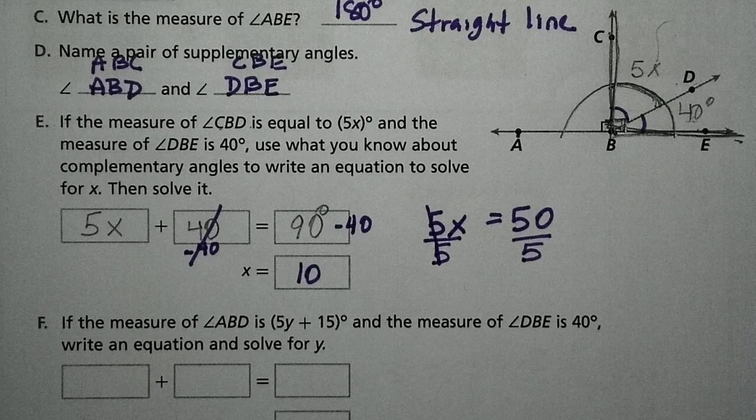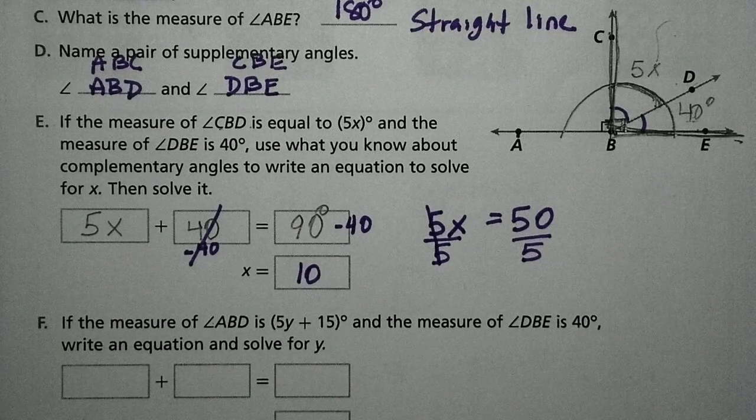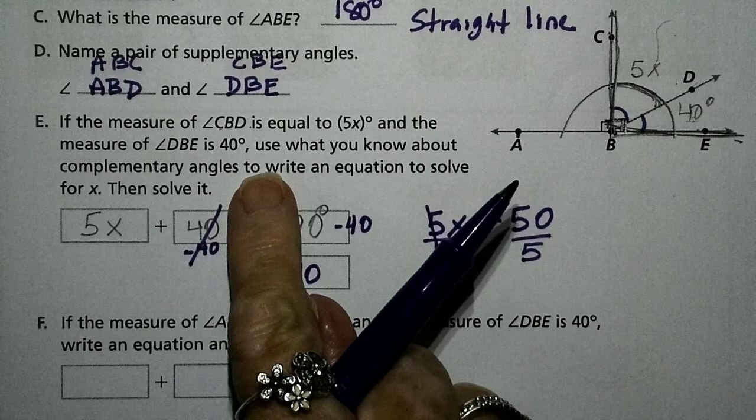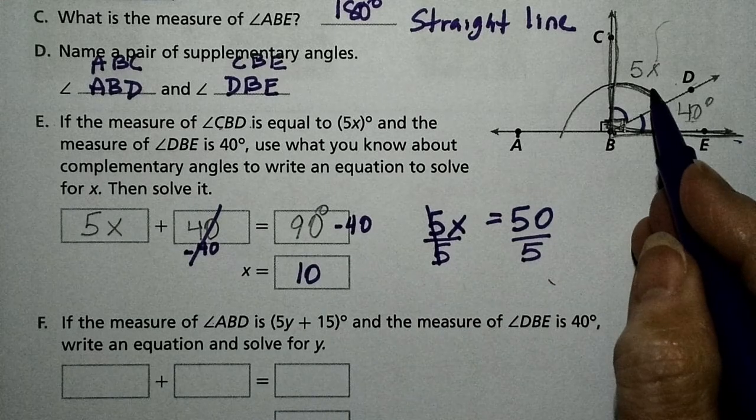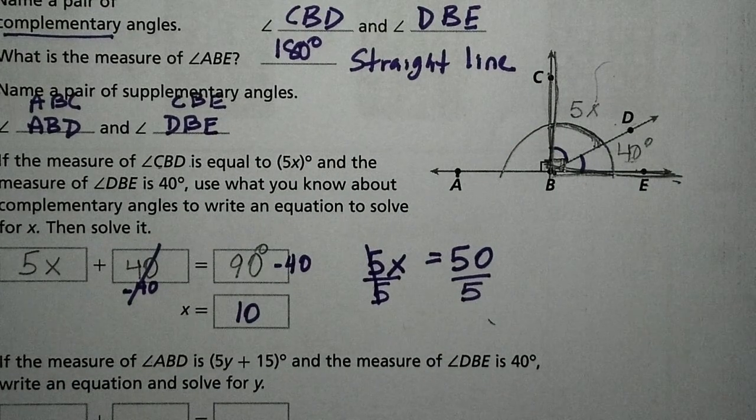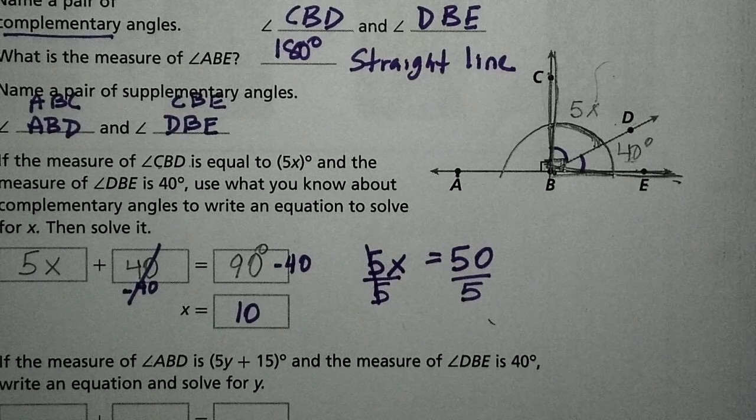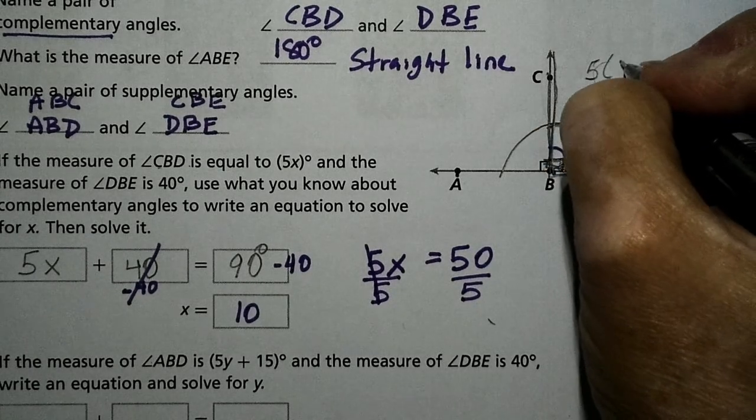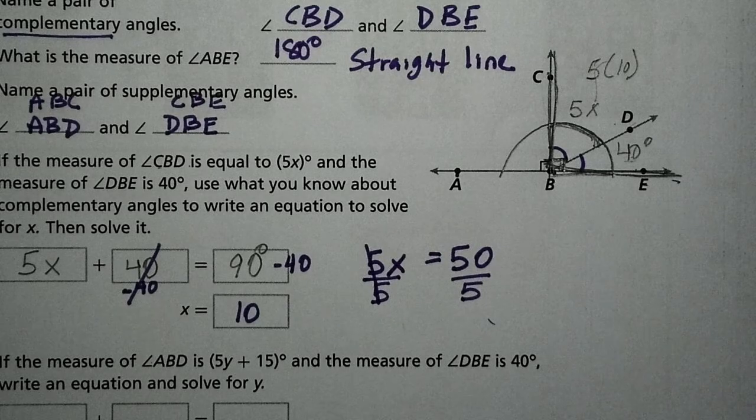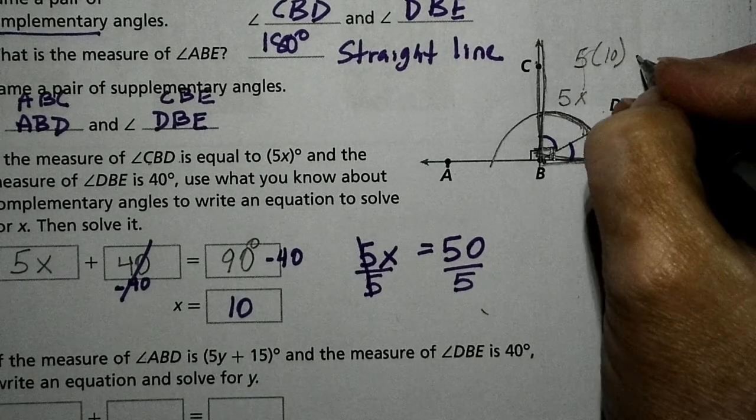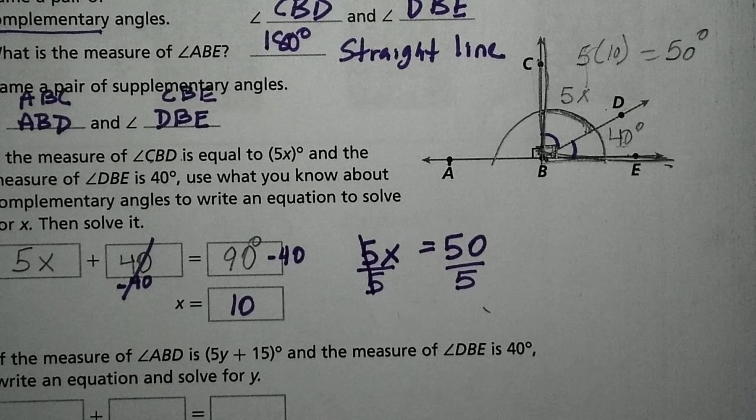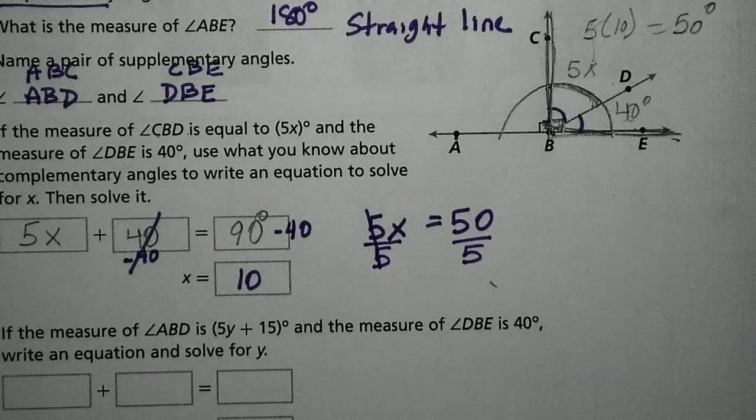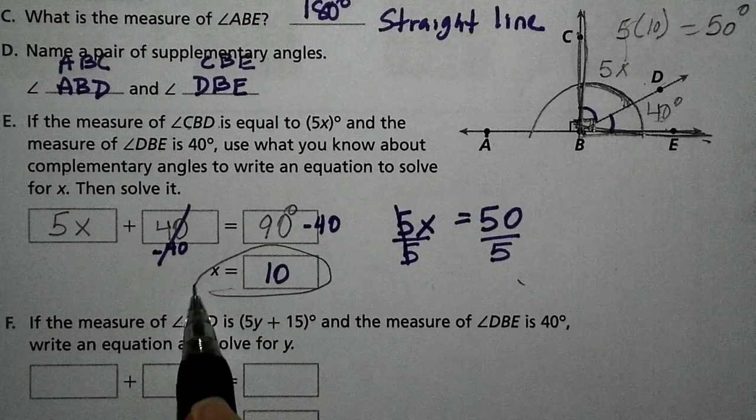Okay? So let's go back and read the information, right? It says use what you know about complementary angles to write an equation to solve for x. So we know what x is. Now, even though the question doesn't ask, if x is 10, what is the degree of this angle? I could do 5 times 10, which is 50. But it didn't ask me that, so right now all they asked me for was what is x. x equals 10.